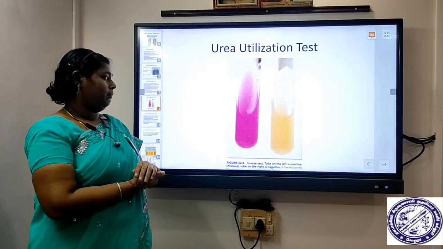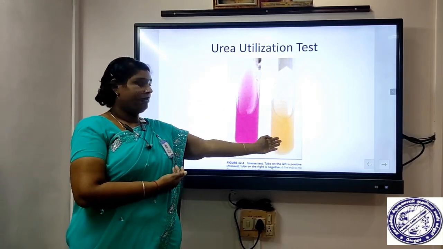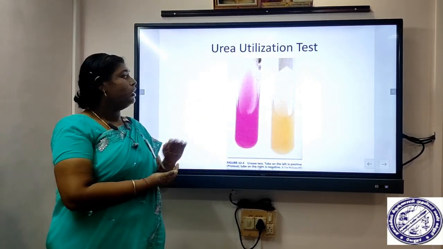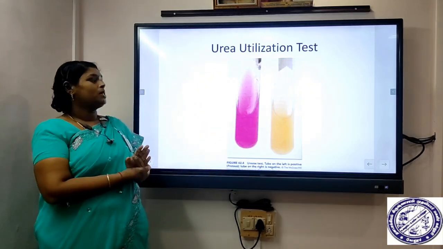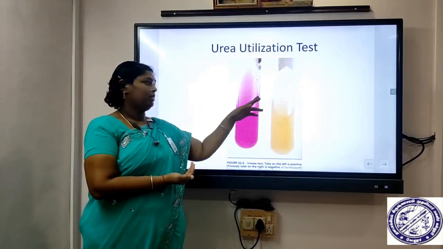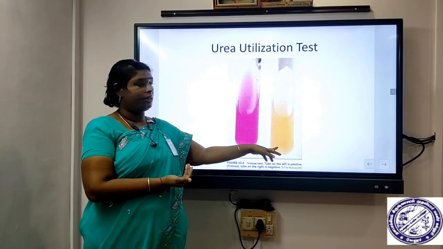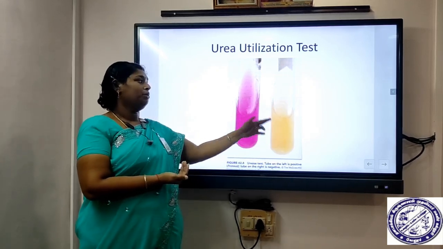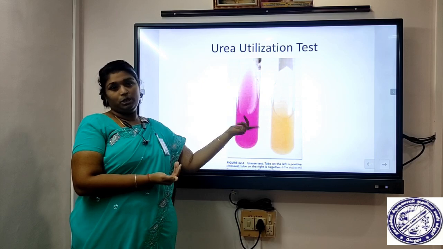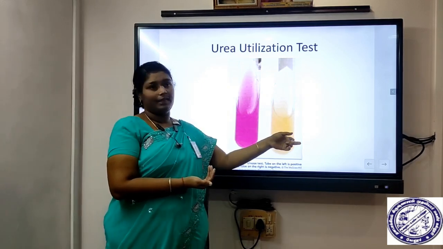So see, this is the medium. Okay, so this is the negative test. This one is the positive test. So if the organism synthesizes urease enzyme, they will be utilizing the urea present in the medium and converts the medium into the pink colored product. So this is the positive form and this one is the negative test.